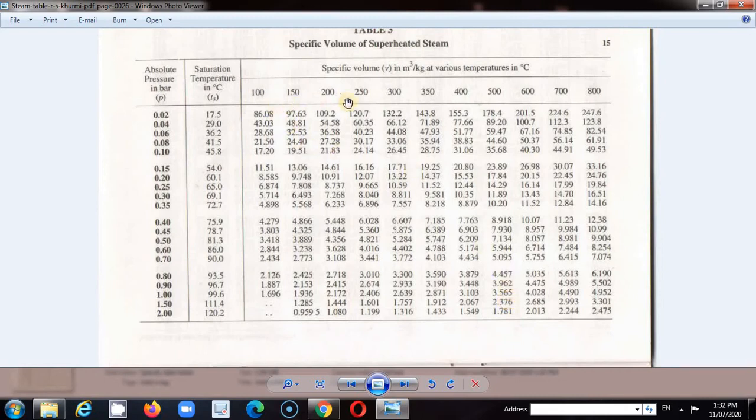In a similar way, if you want to calculate values which are not available in the table, suppose the pressure is given as 0.1 bar and the temperature is given as 315. In this case, with the interpolation method you can calculate the nearest value of the specific volume, and it will be in between 300 and 350. So by the trial and error method, and also with the help of the interpolation method, you can calculate those values.